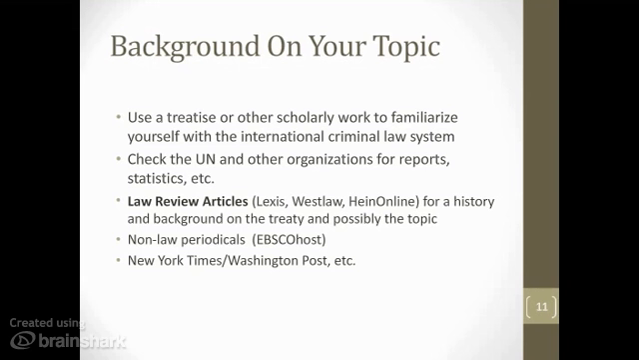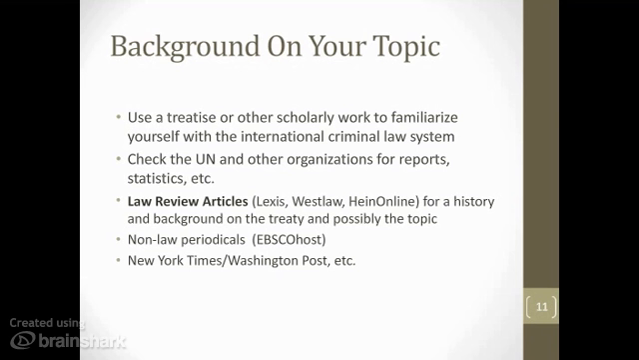Background research is always a great step. Here you're going to identify what your topic really is, how deep it is, how broad it is, or how narrow it is. You can also help to put a personal face on your topic with background research by finding anecdotes and other stories. So here are some ideas. Using treatises or other scholarly works. Look at the UN or other international organizations. Look for law review articles, non-law periodicals, and large news gathering organizations that cover international events.